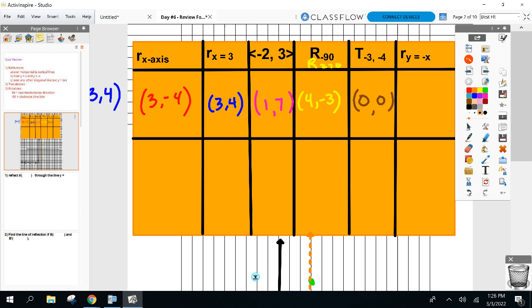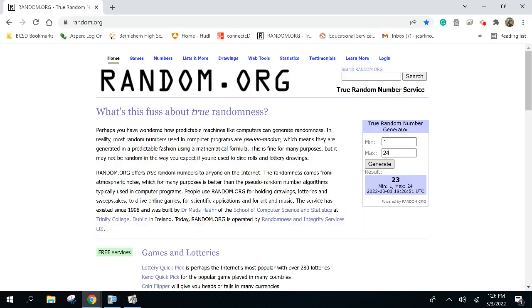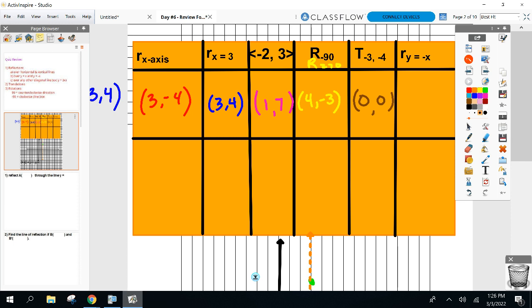So what am I looking at? 3, 4 will become... -4, -3. Yep. Good job. -4, -3. The other one you have to know the rule for. Y equals x, which is just swap. That's it. Y equals x is swap them. Y equals -x, swap and change the sign.